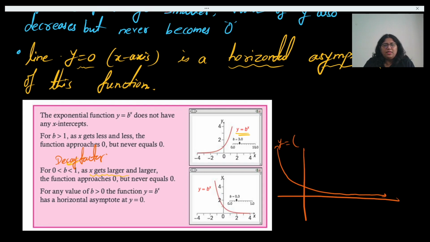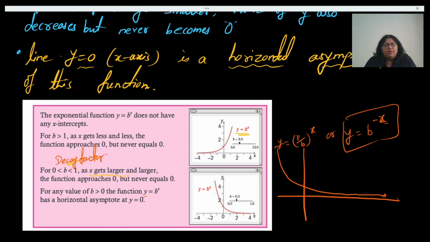Less than 1 means it can be in fractional form. So if I'm taking 1 by b to the power x, or I can write y equals b to the power minus x. Same thing: if the power is negative, you can write it in fractional form and reciprocate the base. Both represent the decay graph here, right?